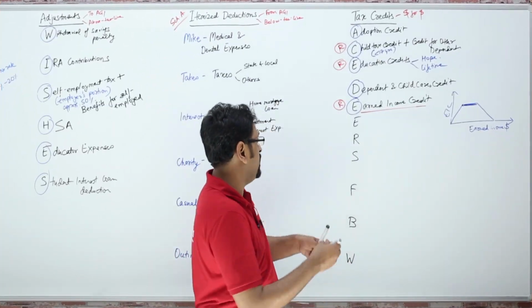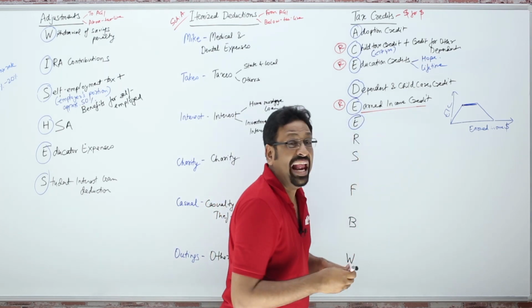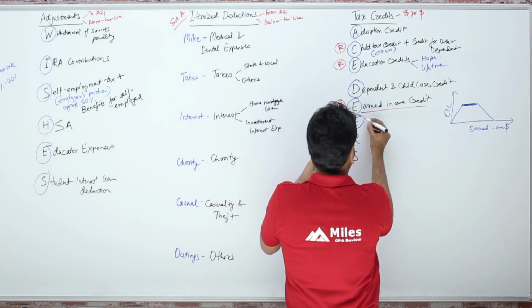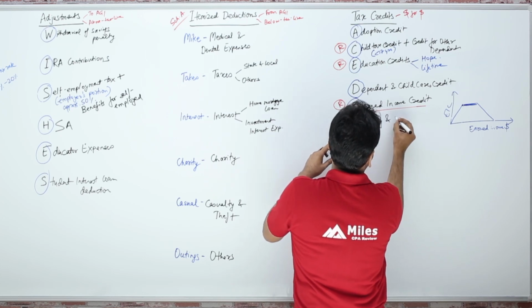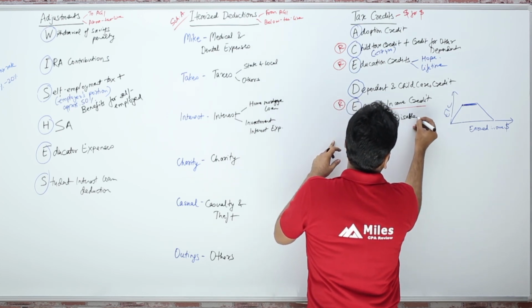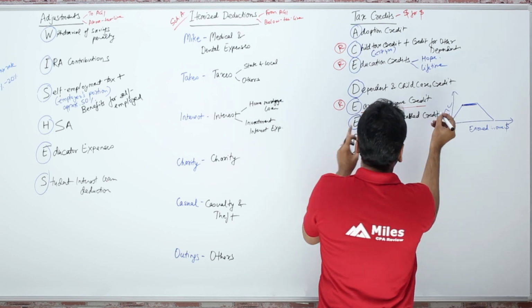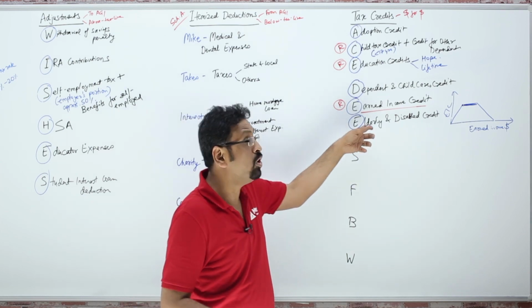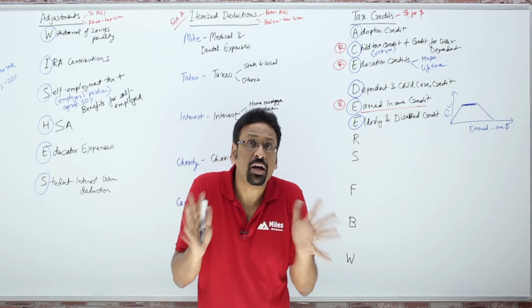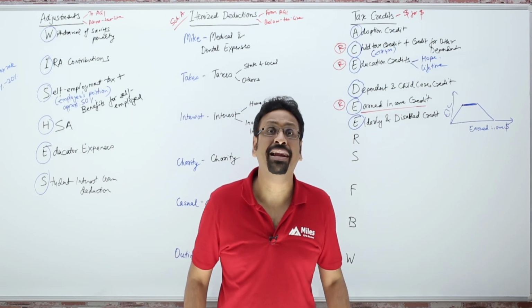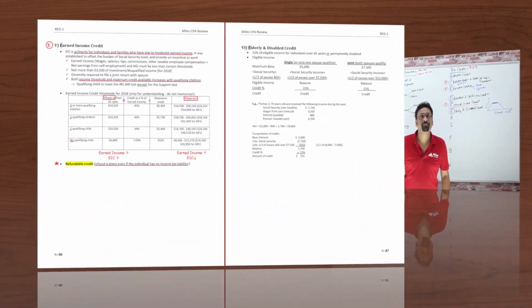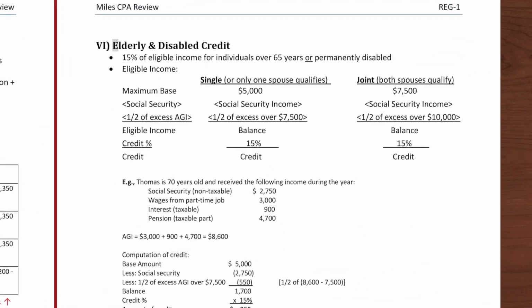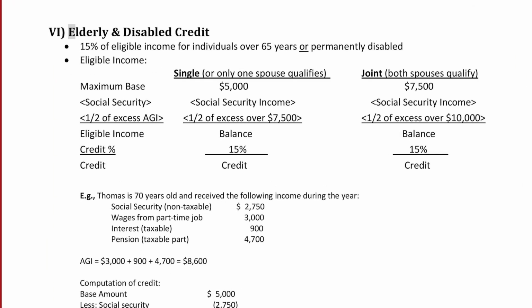The second E of DEARS is elderly and disabled credit. So this credit is available to the elderly above 65 years or to the disabled as a certain percentage of their eligible income. On page 87, the elderly and disabled credit is right the second E of DEARS.